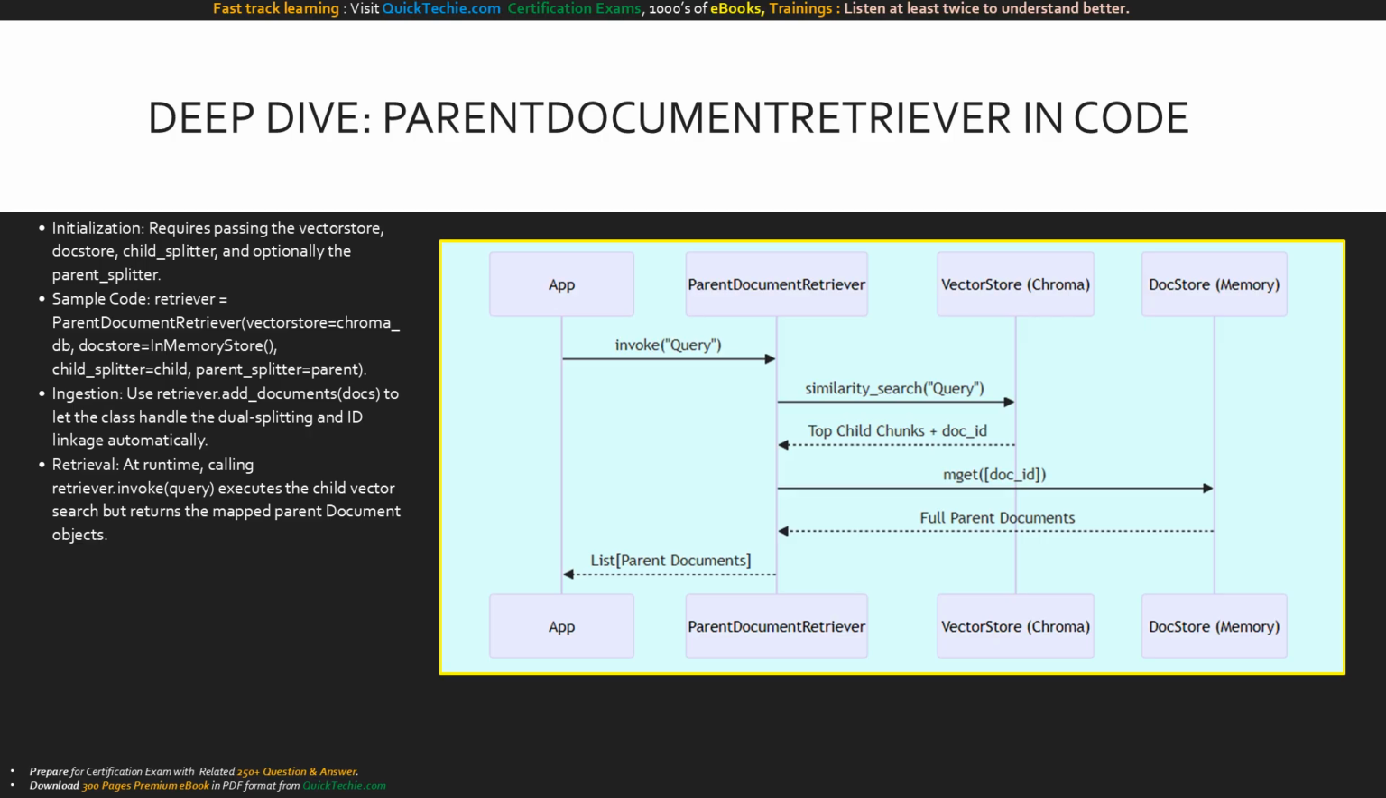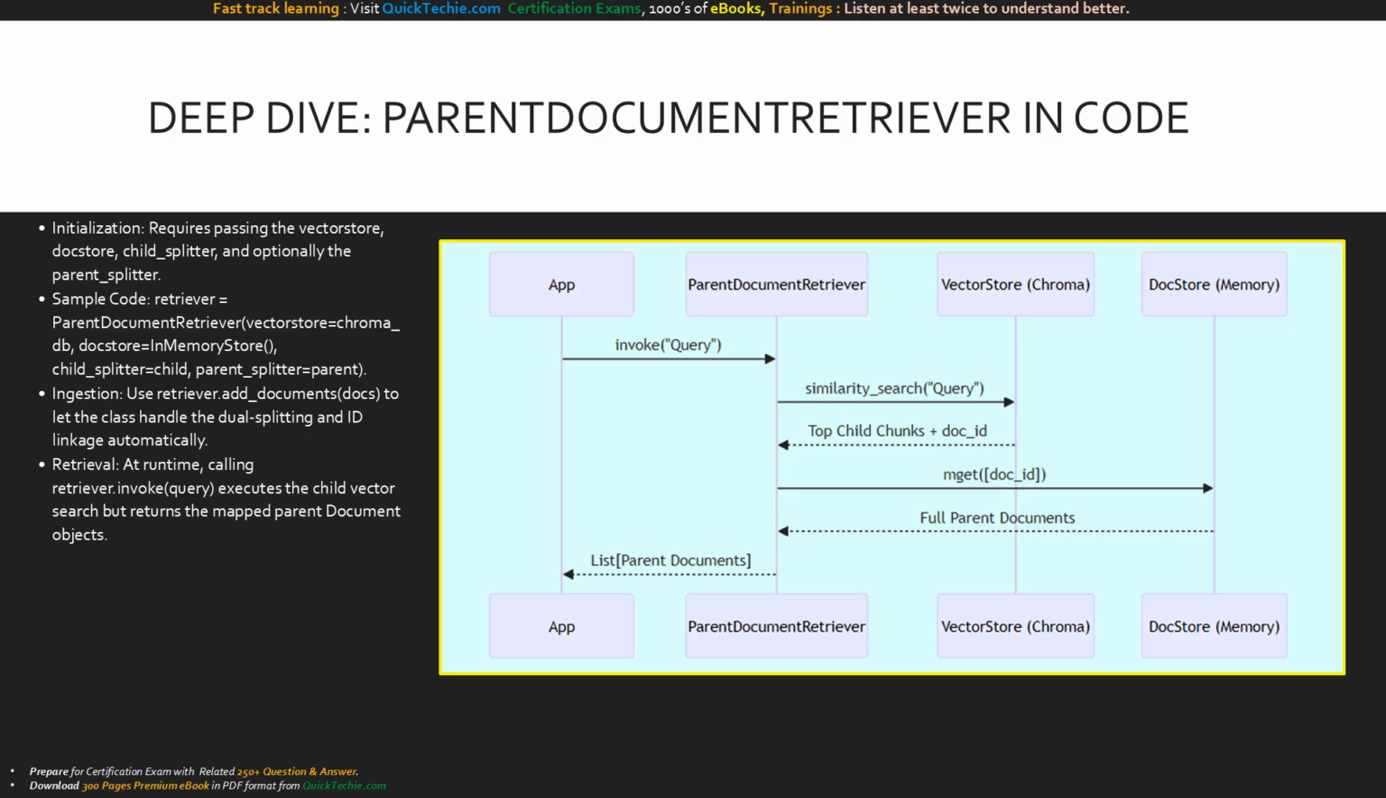At runtime, when your app executes retriever.invoke, the class silently performs the vector search on the child collection, does the key value lookup, and returns a clean list of parent documents to inject into your LLM prompt. This sequence diagram demystifies the retrieval runtime.